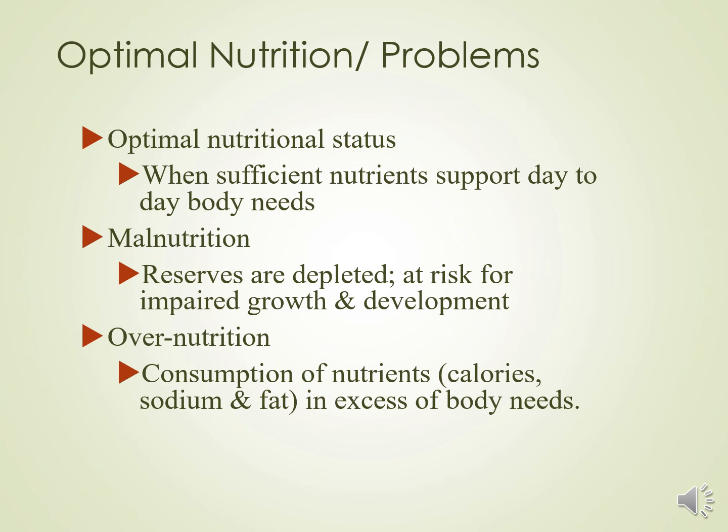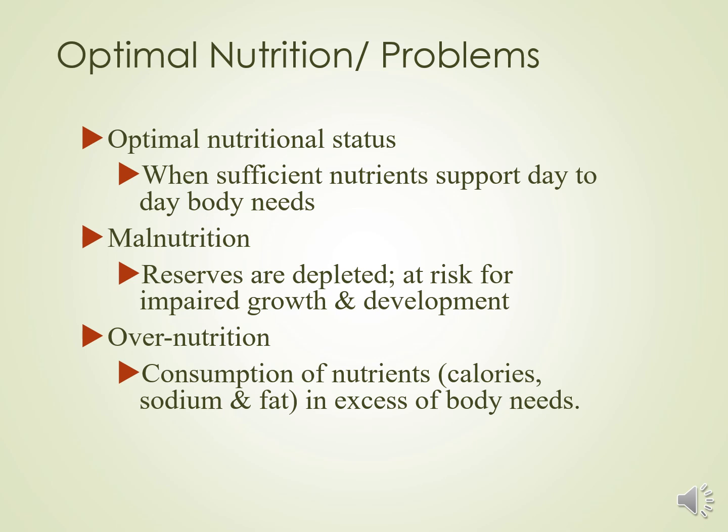So optimal nutrition status is when there are sufficient nutrients to do what the body needs. Malnutrition is when those reserves are depleted and can possibly risk impaired growth. Once all the calories have been burned and there's no fat left to burn, the body starts taking the energy away from the muscles. And we actually see patients who have malnutrition with muscle wasting.